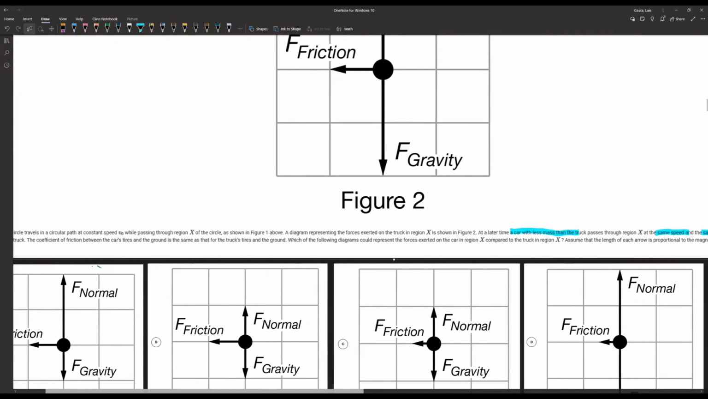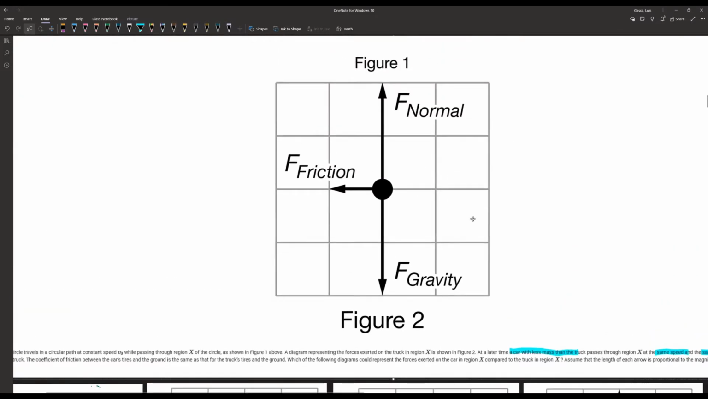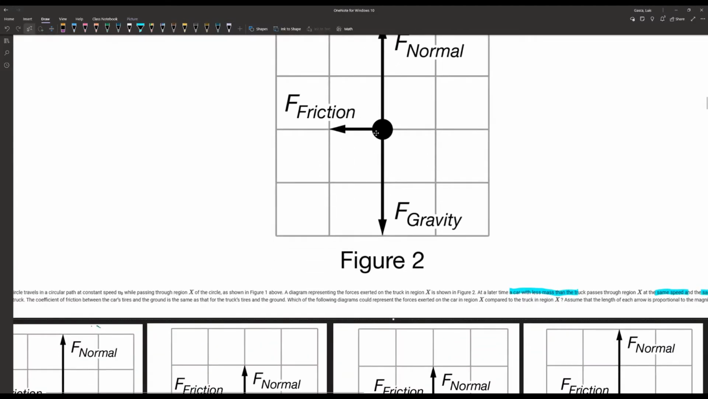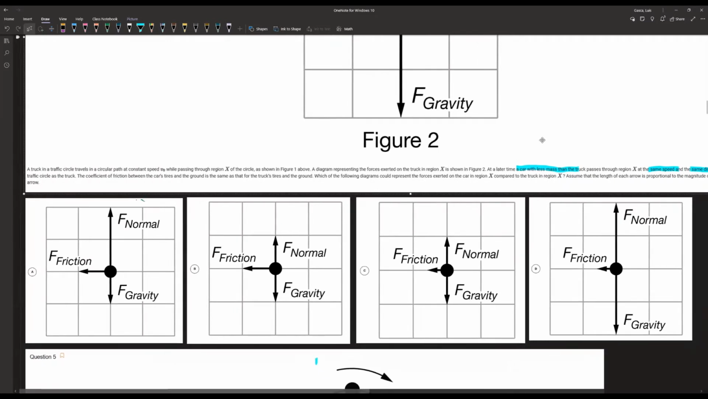So here they want us to choose the correct free body diagram in relation to the truck. When the truck was in that region, we had these forces acting on it with these lengths. And now they want us to choose for the car. Which of these free body diagrams would be equivalent to describing the forces acting on a car at that region?